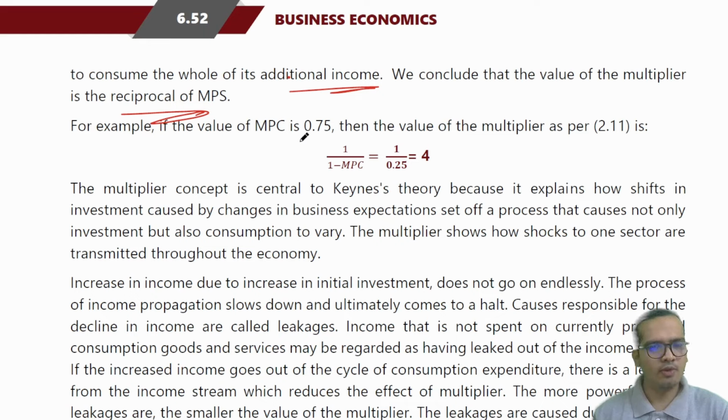For example, if the value of MPC is 0.75, then the value of the multiplier will be, as per 2.11, 1 divided by 1 minus MPC, equals 1 divided by 0.25, that is 4. The multiplier concept is central to Keynes's theory because it explains how a shift in investment causes changes in business expectations, and sets off a process that causes not only investment but also consumption to vary. The multiplier shows how shocks to one sector are transmitted throughout the economy.